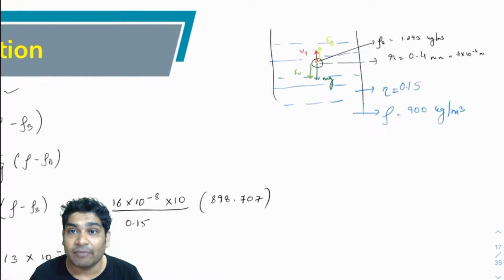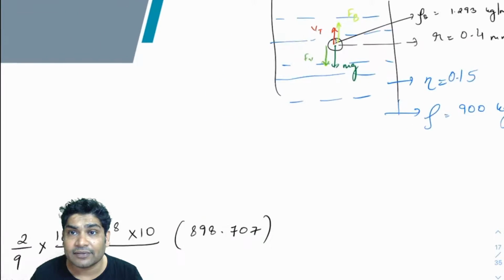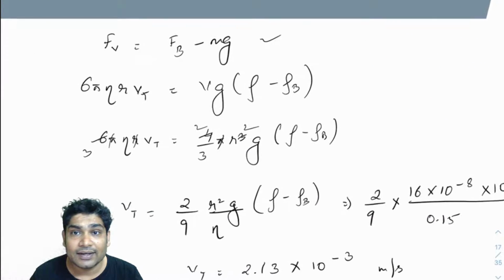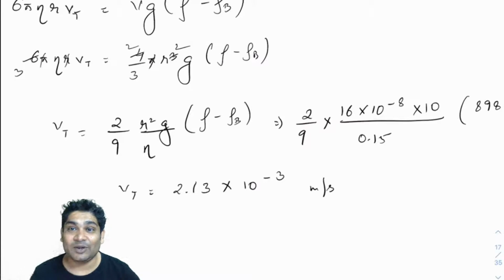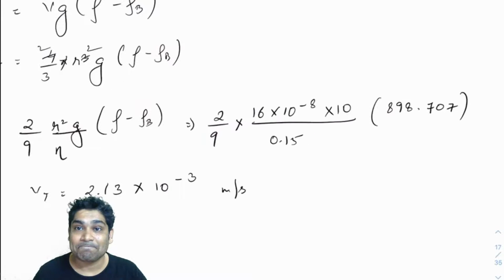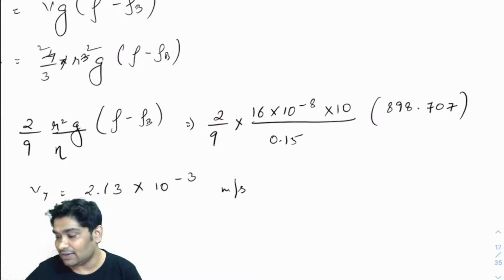I don't think I have made any calculation error. Yep, this seems fine, this seems fine, this seems fine. Yes, all this seems fine. So you do need to check your calculations once. Let me just do the calculation one more time for your ease. It can't be 20. You see, there is this 10 to the power minus 8 coming here.